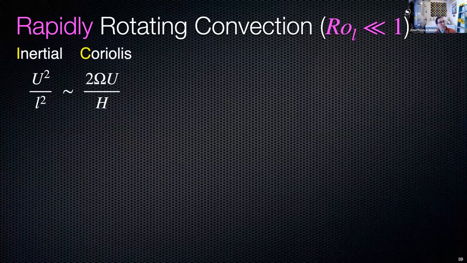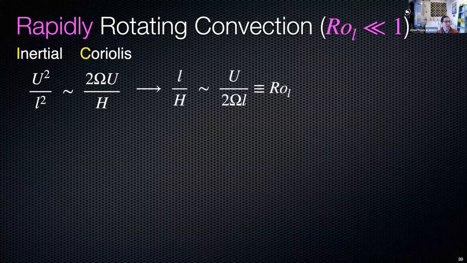Okay, so let's look at inertia versus Coriolis. And when we do so, we have U squared over L squared is about 2 omega U over H. And so we can rewrite that. L over H then becomes U over 2 omega L. Okay, so that's the local Rossby number. So we have a nice relationship for this anisotropic length scaling.